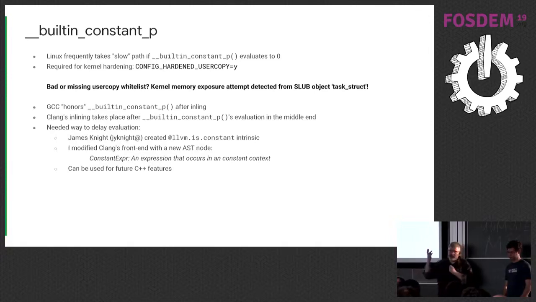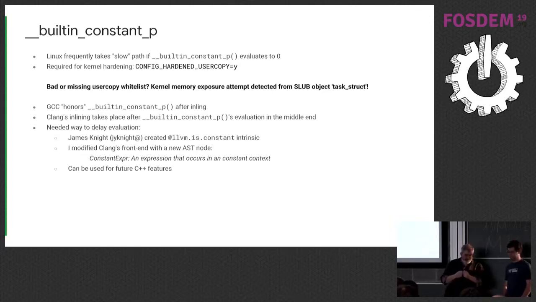In one of the newer kernels, it turns out that kernel hardening actually kind of fails. You would get this scary message here without it. So actually both James Knight and I kind of tackled this. James Knight did the LLVM IR transform edition using this is constant intrinsic. And I went ahead and modified the Clang front end, which is not actually the code base that I'm most used to. But I became used to it because, my God, I had to touch every part of it.